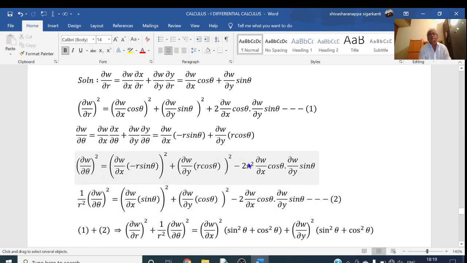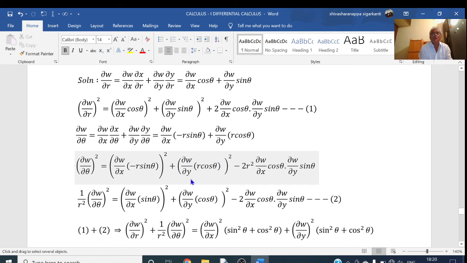Now if I divide this by r square, then 1 by r square into ∂w/∂θ square is equal to, see here, ∂w/∂x square minus r square, this is plus r square itself, into sin square. So in this term we have r square sin square theta ∂w/∂x square. I am dividing by r square, therefore that r square gets cancelled. Only this remains: (∂w/∂x sin θ) whole square plus, here also this becomes r square. R square gets cancelled.